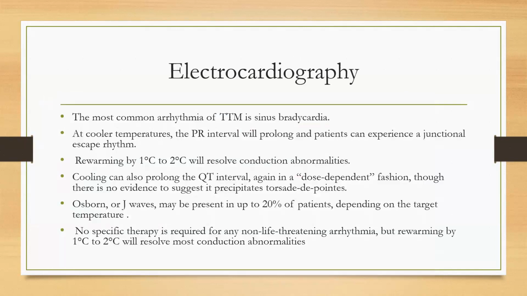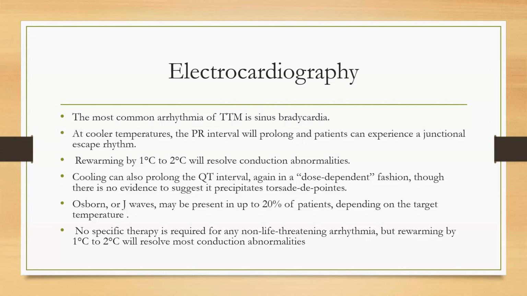Then the next is electrocardiography. The most common arrhythmia of TTM is sinus bradycardia. At cooler temperatures, the PR interval will prolong and the patient can experience junctional escape. So rewarming by 1 degree Celsius to 2 degrees Celsius will resolve the conduction abnormality.